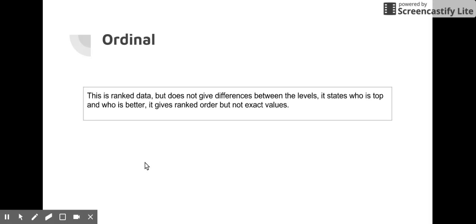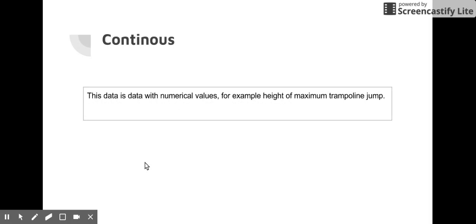Like, we know the levels, but we don't know how they've won. So their scores, their exact values. That's ordinal. Continuous data, this is data with numerical values. So, for example, I've got on the screen an example of a height of maximum trampoline jump. So we'll have the maximum trampoline jump going down to the least maximum, the minimum trampoline jump.